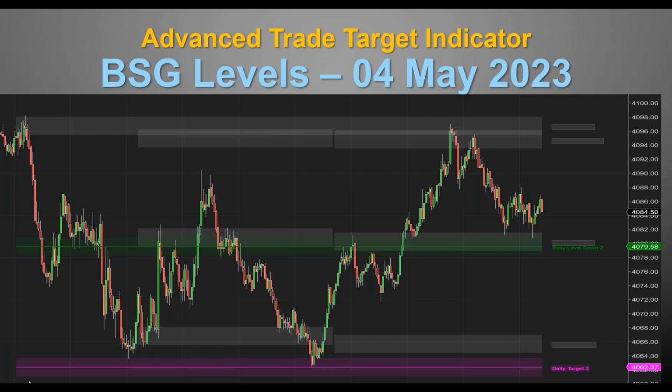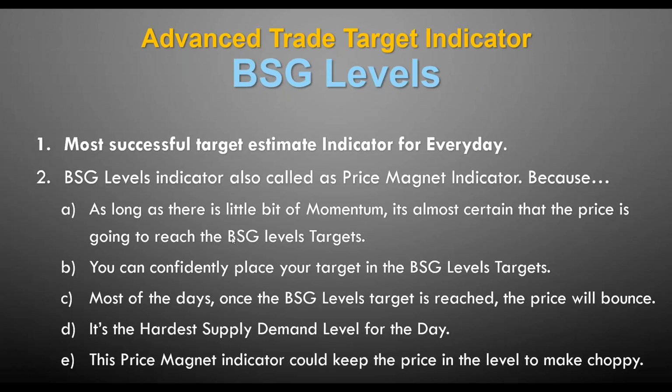Let me show you some of the properties, some of the important reasons. You expect every time the price is going to touch the levels. I call this indicator the price magnet indicator. Why? Almost every single day, the price is going to touch and move, touch and move. That means it attracts the price towards that level almost every single day. Sometimes it's going to hold the price on the level for a long time. When that happens, it's highly likely the market is going to go the other way very, very fast. Let me show some examples.